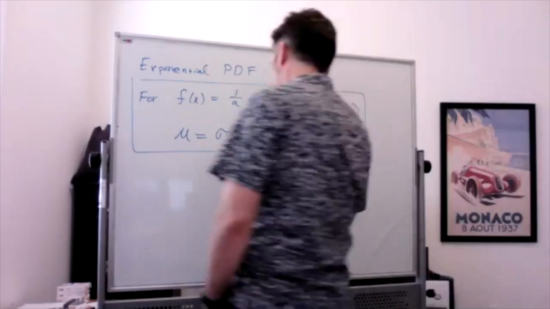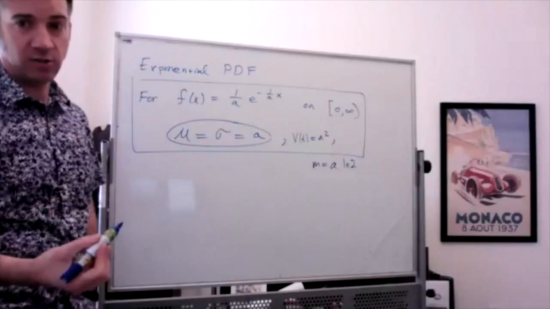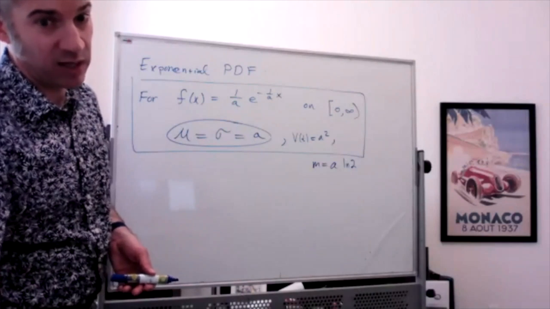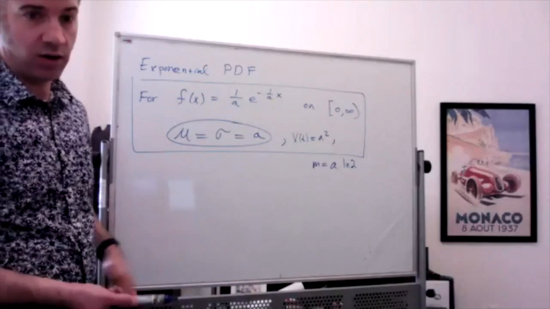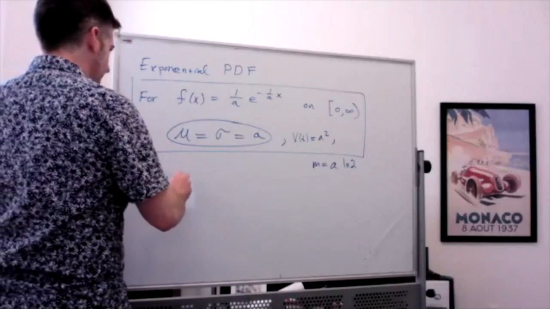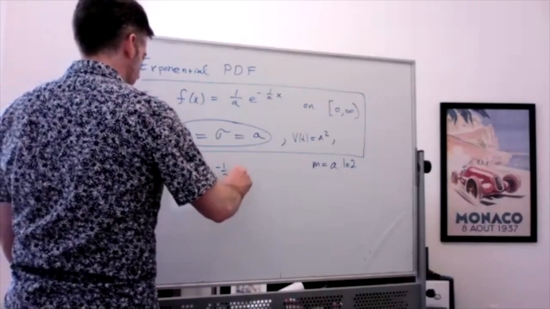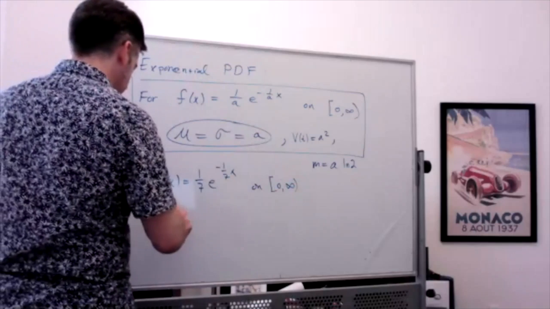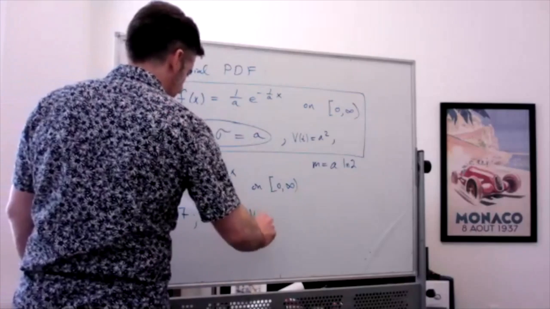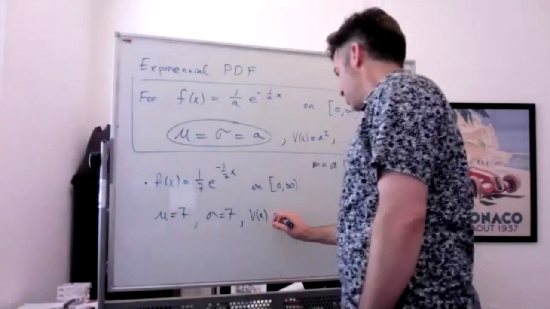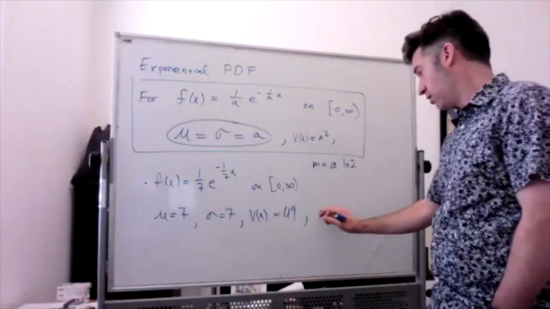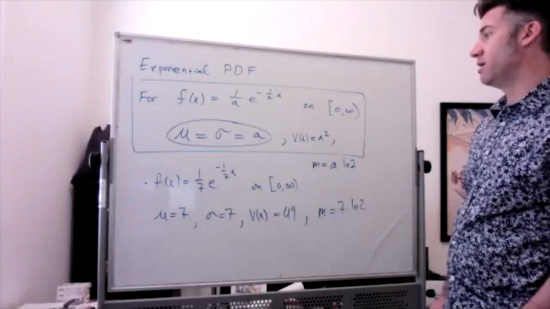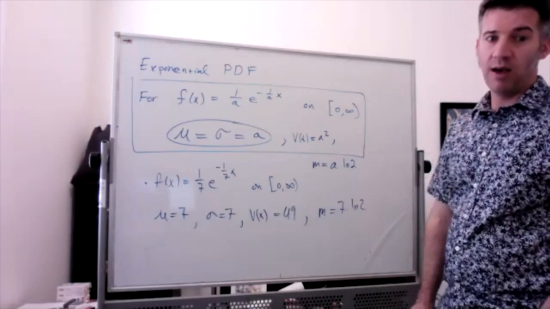But the big thing to remember is this. If you have an exponential probability density function on 0 to infinity, which it has to be on 0 to infinity, then you can just automatically read what the mean and standard deviation are. So for example, if my PDF was f of x equal to 1/7 e to the negative 1/7 x on 0 to infinity, without blinking an eye, you could say, okay, the mean is 7, the standard deviation must be 7, the variance is 7 squared, and if you really want to be special, the median is 7 times the natural log of 2. Done.